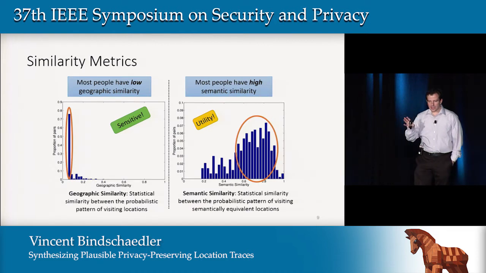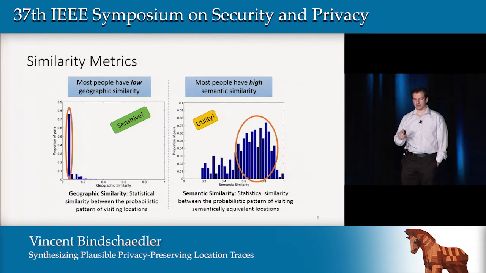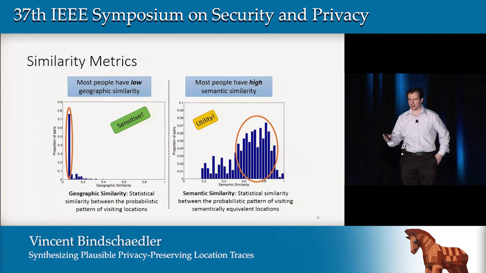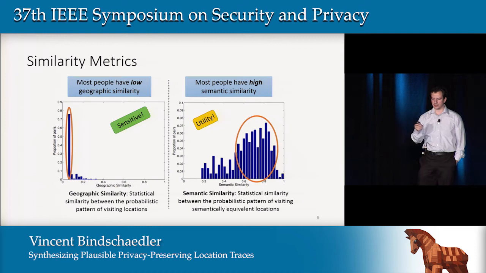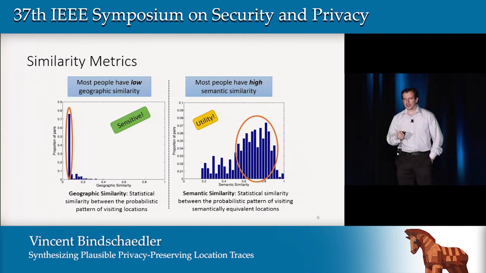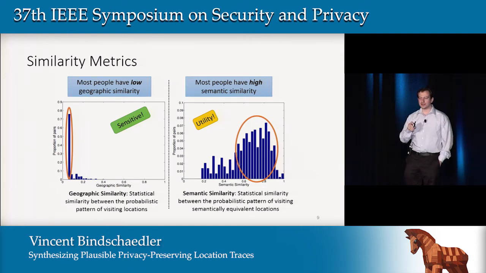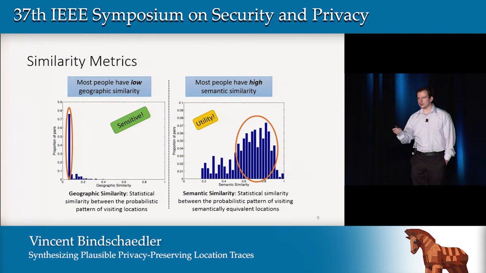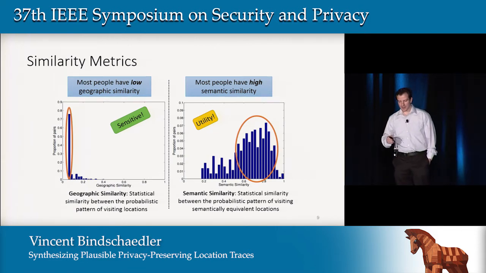With this, we can actually propose 2 metrics, a geographic similarity metric and a semantic similarity metric. Now, on the one hand, we do expect that most people are going to have low geographic similarity, because if we take 2 random individuals, they're going to visit very different locations during their day. On the other hand, most people are expected to have high semantic similarity, because individuals have similar lifestyles. People are at home during the night. During the day, they go to work. Perhaps the opposite if they're a grad student working on a deadline.